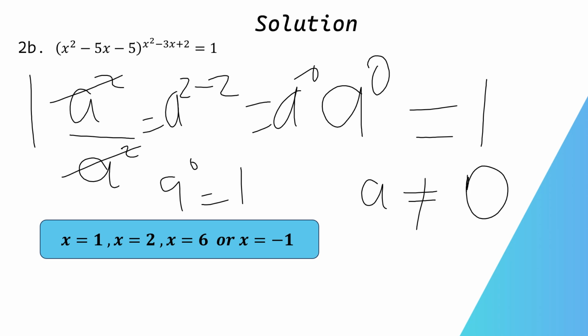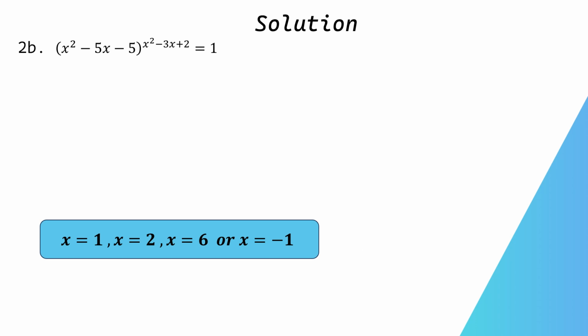Now the reason why a shouldn't be 0 is that when we have 0 to the exponent 0, it means 0 to the exponent 2 over 0 to the exponent 2, or any other number as the exponent of 0. And we know 0 squared is 0. So it is 0 over 0. Your calculator will not give you anything. It's indeterminate. Okay, that's just by the way. So knowing that a to the exponent 0 equals 1, it means x squared minus 5x minus 5 to the exponent 0 equals 1.